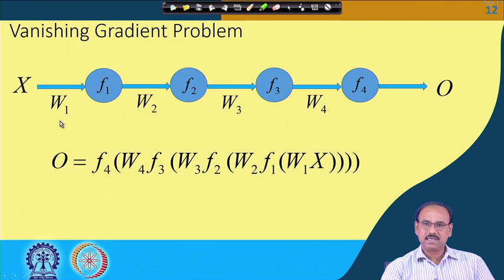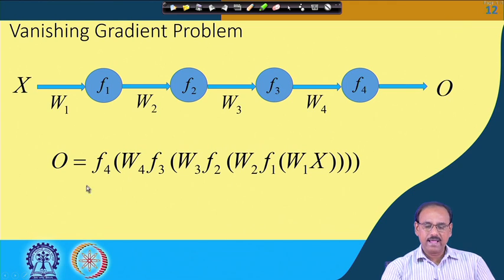That means W1 is a scalar instead of a vector, W2 also is a scalar, W3 is a scalar, W4 is a scalar, and so on. And these functions F1, F2, F3, F4 are also scalar functions. That means the output activation that you get is also a scalar value. So given this type of architecture, the output of this network is now a function of the input x and all these weights W1 to W4.